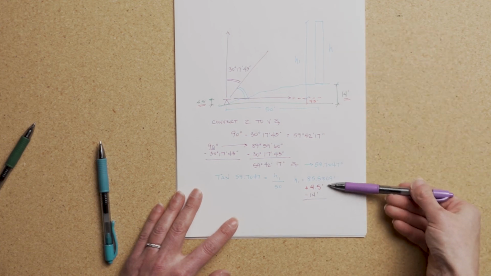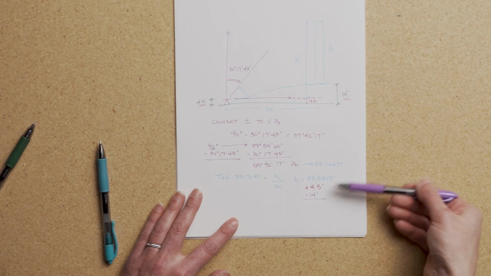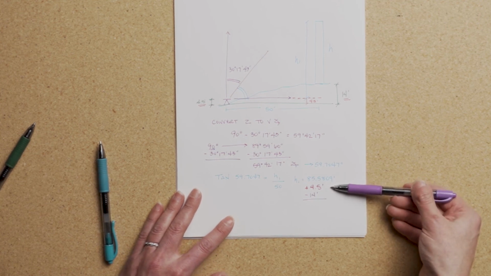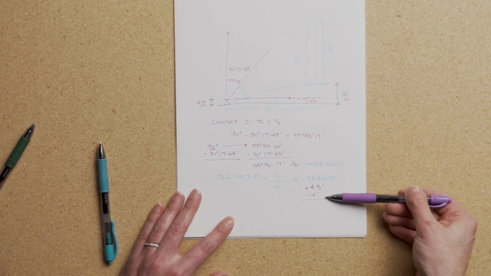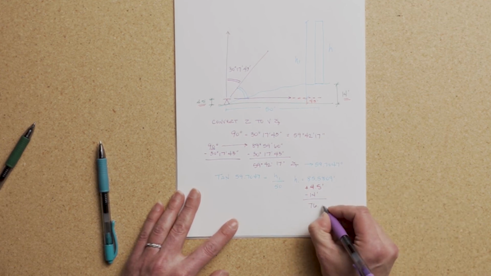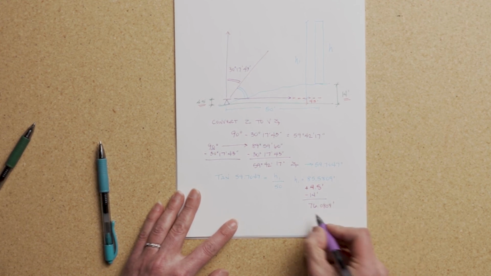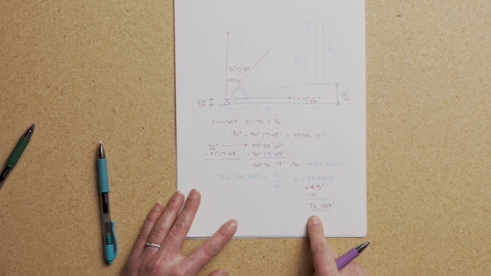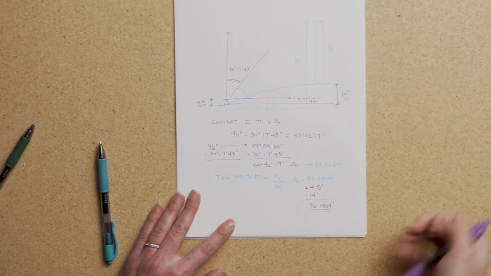You can do this separately, you can combine it, there's multiple ways of doing it, you just need to make sure that you're taking into account which direction you are growing. So we end up with 76.0809 feet, so we have a structure that is roughly 76 feet tall. So that is figuring out where we're going.